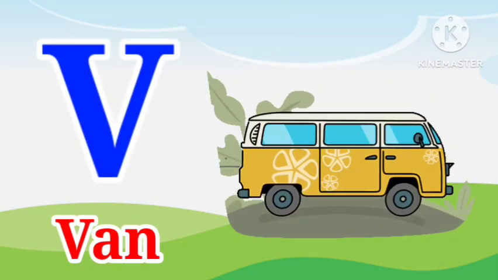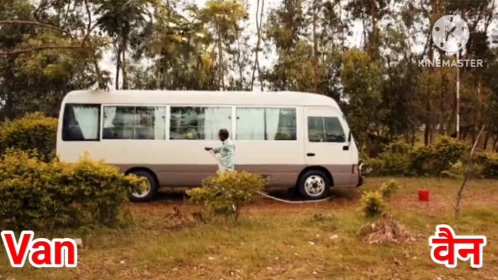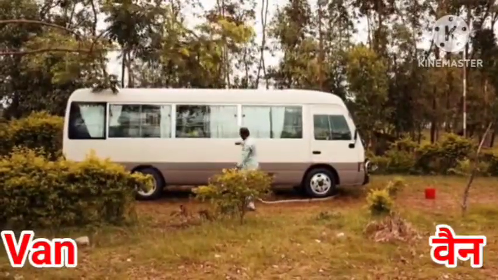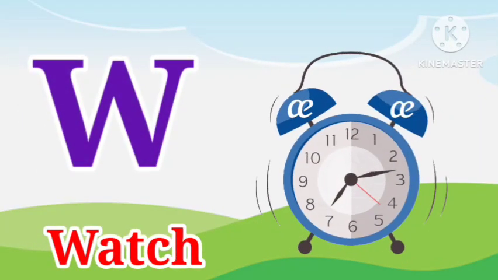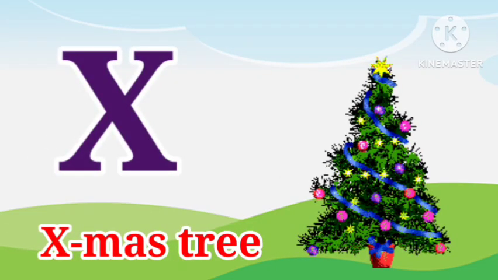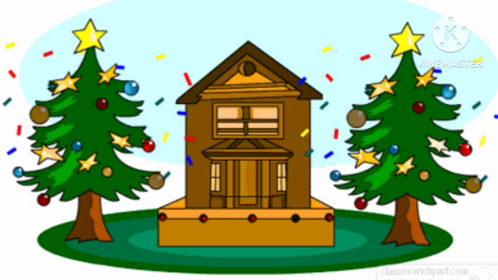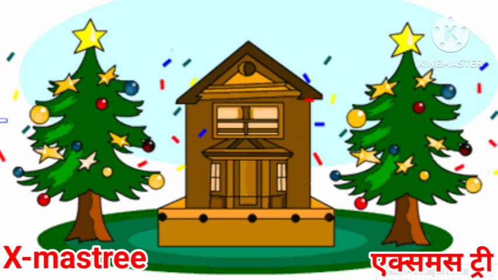V for van. Van means van. W for watch. Watch means ghadi. X for Xmas tree. Xmas tree means? Xmas tree.